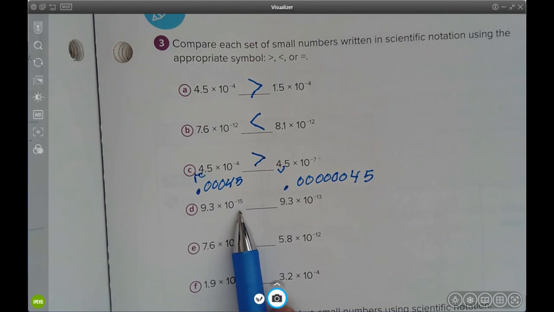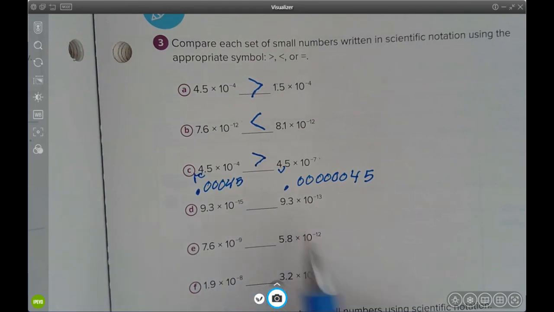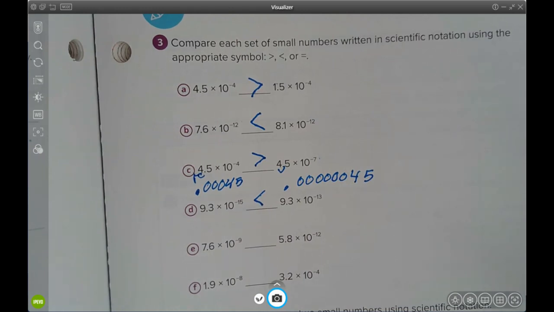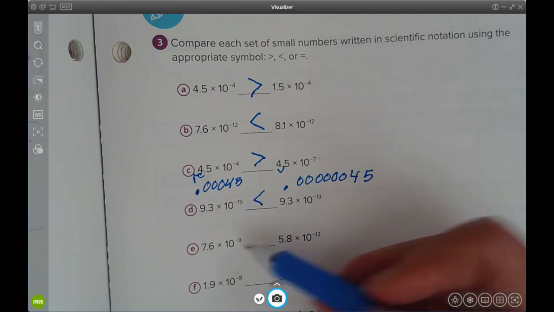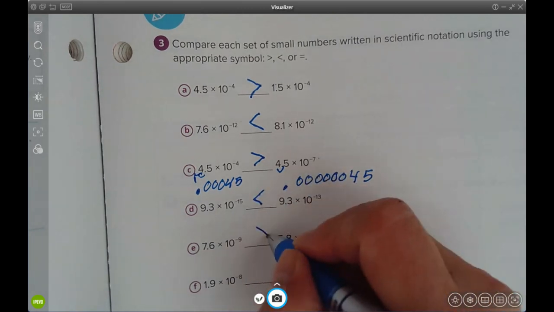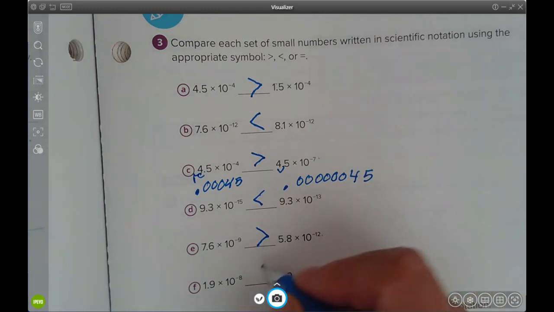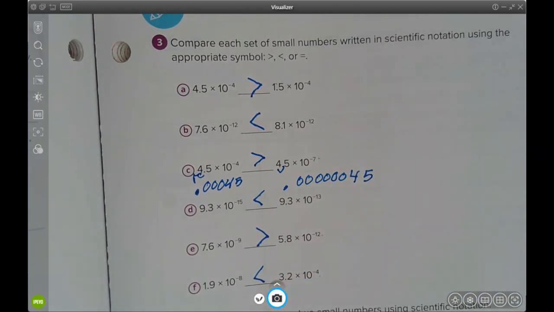So between negative 15 and negative 13, negative 15 is smaller. And if you think of it like temperature, it's colder, so it's smaller. Negative 9 or negative 12, which is smaller? Negative 12. Negative 8 or negative 4, negative 8 is smaller.